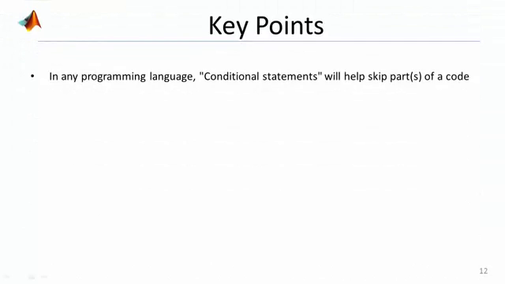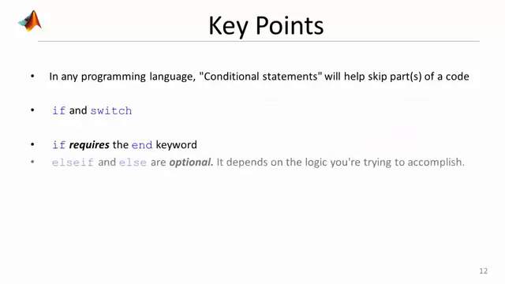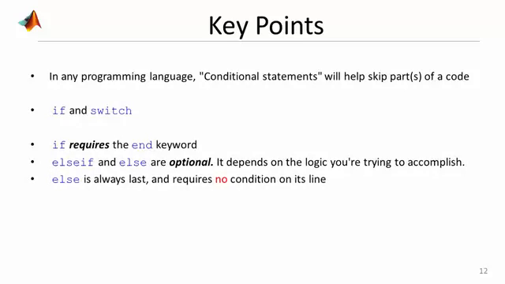Here are the key points. In any programming language, conditional statement will be used to skip parts of a code. If and switch are possible, this tutorial introduced if. If requires the END keyword, but that's it. Notice for the helicopter going up and down, we did not use else if, we did not put an empty else statement, we just omitted those two keywords. The only time you use else if and else is if your logic requires it. Else is, however, always last and requires no condition on its line.